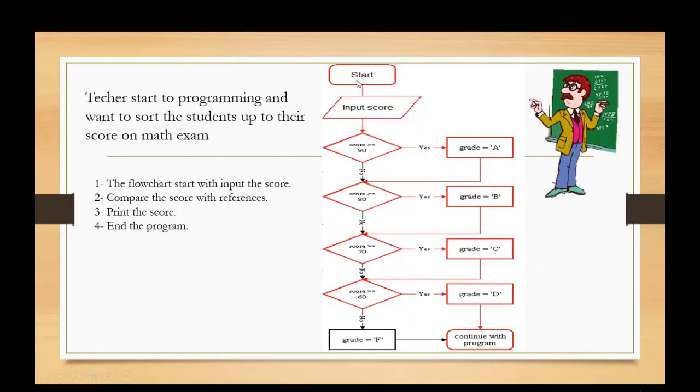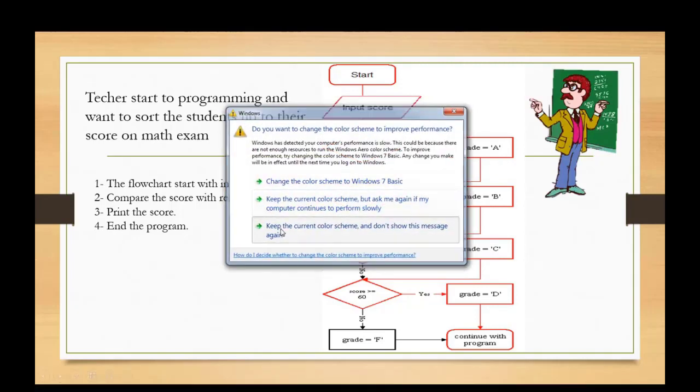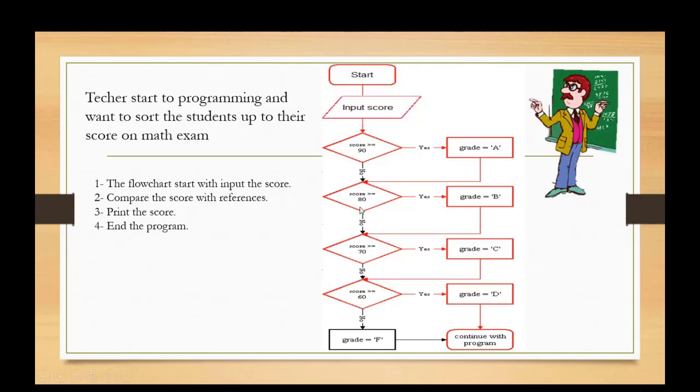So you start here, input the score. If score is greater than or equal to 90, if yes, it is grade A. If no, you go to compare the score with 80, greater than or equal to 80. If yes, grade B, and so on until you get a score greater than or equal to 60 and give it grade D and continue with the programming, and this is grade F if smaller than 60.